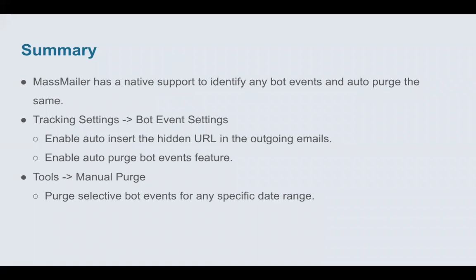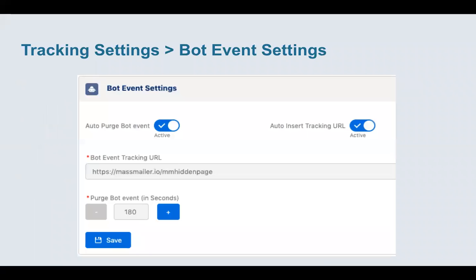So I'll show that to you in a moment so that it's kind of clear. So this is how the bot event settings look in Massmailer. You can enable the bot purge or bot event purge feature, and also you can auto insert the tracking URL. By default, we give the tracking URL MMPN page that's on the Massmailer website. It's safe to add this, but if you want to create something on your own, feel free to do that.